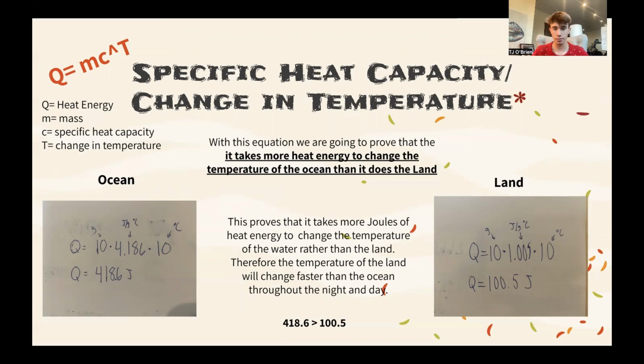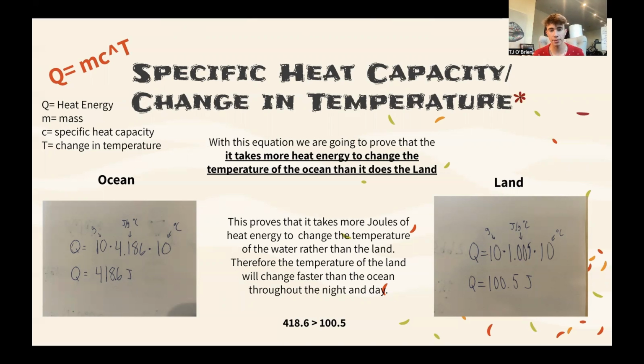So it's saying that it takes 418.6 joules of energy from the sun in order to create a 10-degree difference in the ocean. And then on the other hand, on the land, we do the same thing, same equation, just different heat capacities, obviously. And you end up getting 100.5 joules for the heat energy. So what this proves is that it does indeed take more heat energy to create a temperature change in the ocean rather than it does the land.